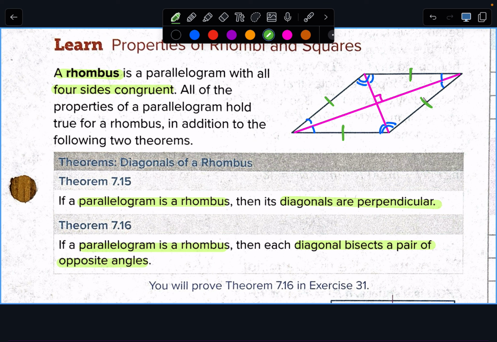Okay? Our diagonals bisect the opposite angles. So we know collectively these two angles are congruent. These two angles are supplementary because it is a parallelogram. Okay? But since it's a rhombus, these four are equal. These four are equal. Okay?